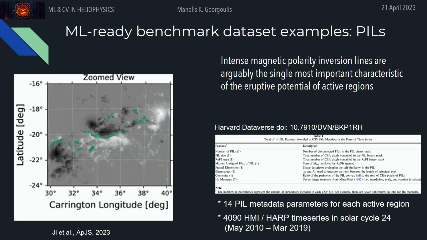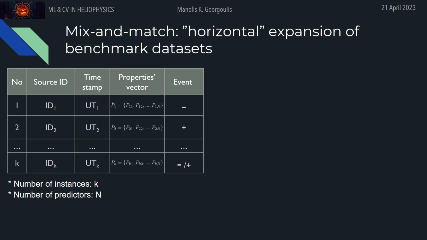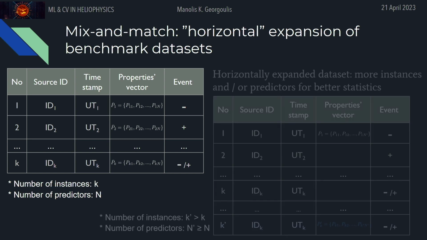And this is why such a data set, a benchmark data set, is quite useful. So we are talking about more than 4,000 HARP time series from HMI over cycle 24, in which you can get the metadata and work with. So if you have a benchmark data set, you have a list of instances, you have a vector of properties for each instance over here. What can you do about it?